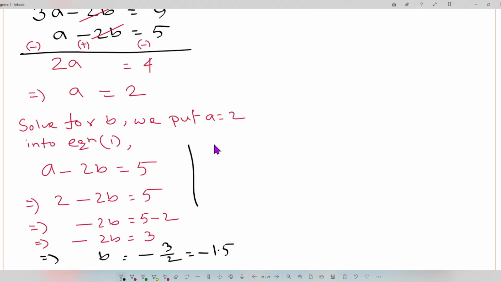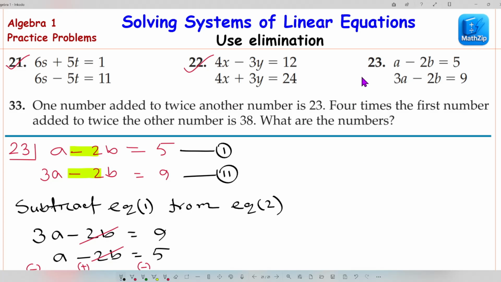So our result is a equals 2 and b equals minus 1.5. Very simple. Okay, so we get two results, a and b. So our question 21, 22 and 23 done. Now we will try to solve a word problem. Let's start. Number 33.